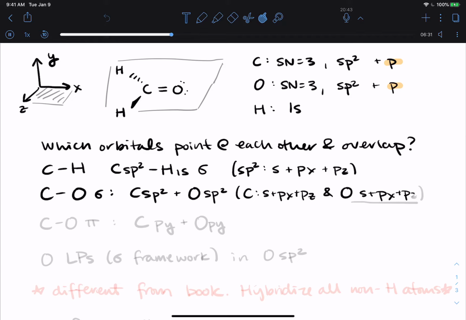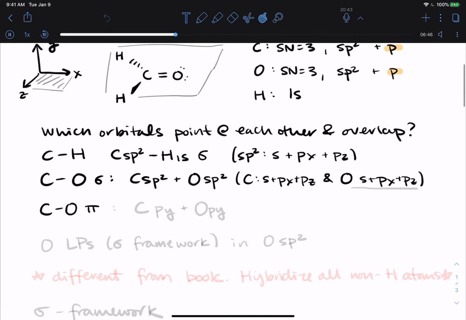And that may not be completely obvious, but we'll come back and look at this in a second. We have one more bond to account for, which is my carbon-oxygen pi bond, because there are two bonds between carbon and oxygen. So the pi bond, and we'll draw the pictures to help you see this, has to be between two p atomic orbitals. So they're not hybrids, they're just the normal orbitals that we drew in a previous module.